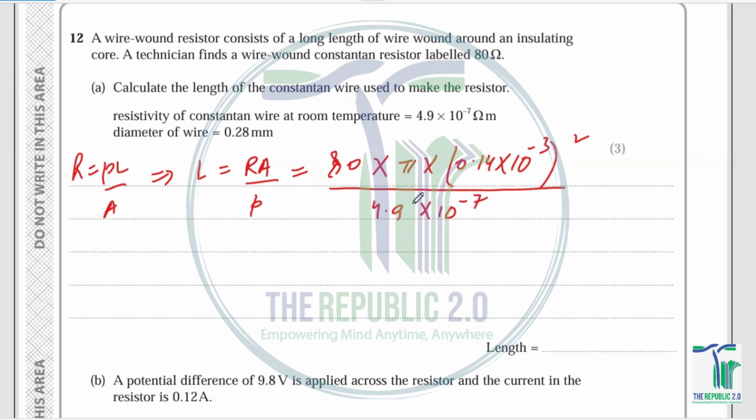That is how you can easily calculate the resistance. So you've got 80 times pi times r squared divided by 4.9 times 10 to the power of minus 7. That is how you'll get the resistance. You'll get the length, right? By just plugging all of these values into the calculator, you would have the final answer as something like 10 meters, right?